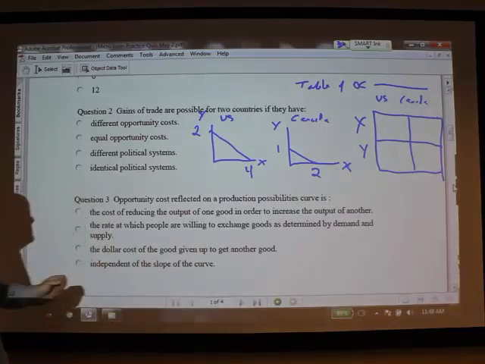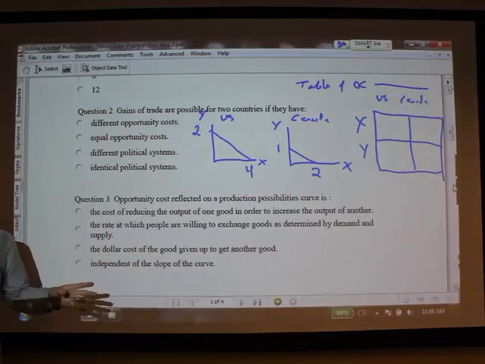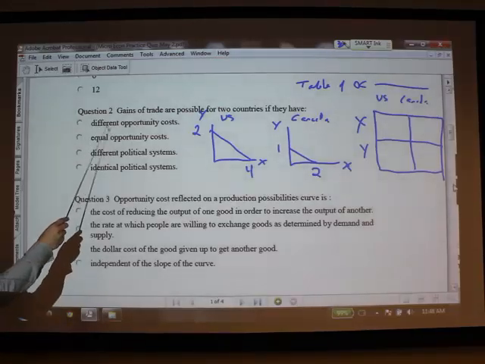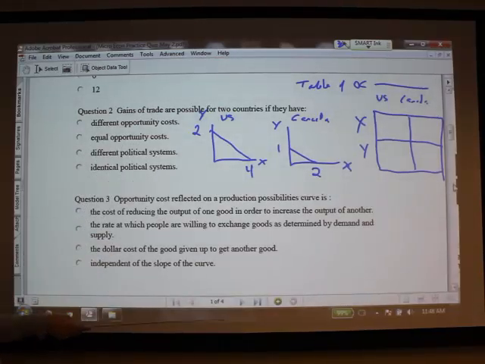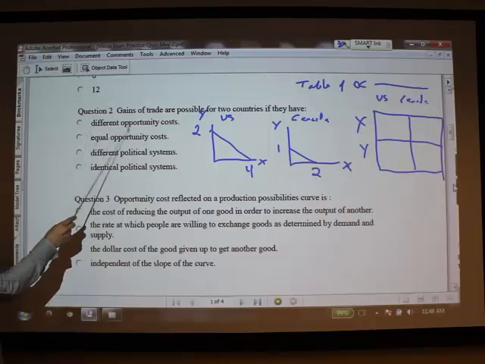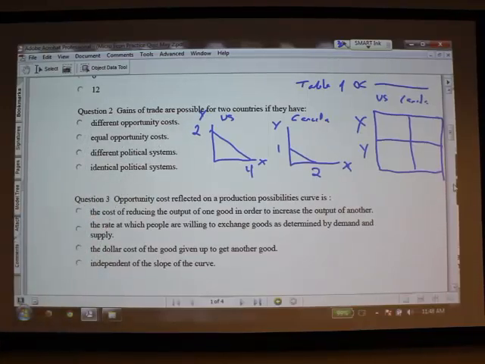Moving on to question 2, I'm going to give you the answer and then explain why it's correct. Question 2, gains of trade are possible for 2 countries if they have different opportunity costs. So the right answer is A, and let me show you why this must be true. I've drawn 2 diagrams here with different numbers. So let's fill in this table of opportunity costs here on the right.